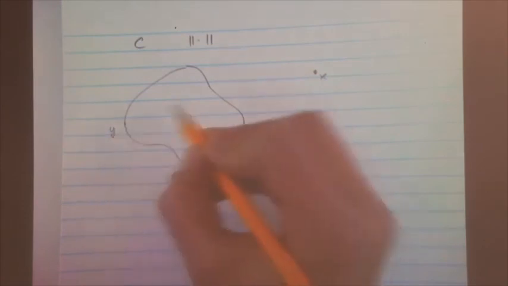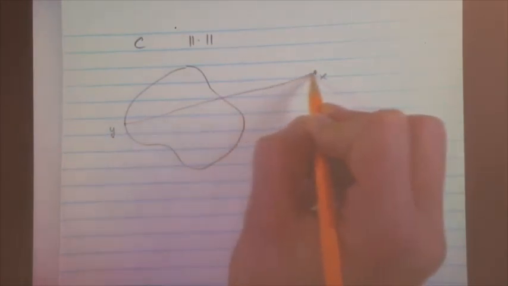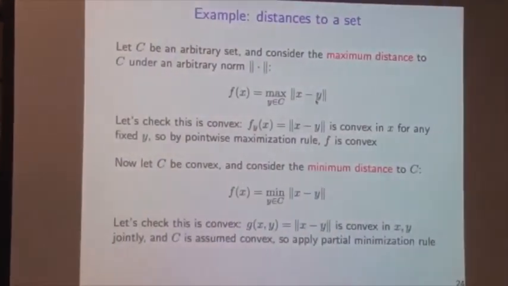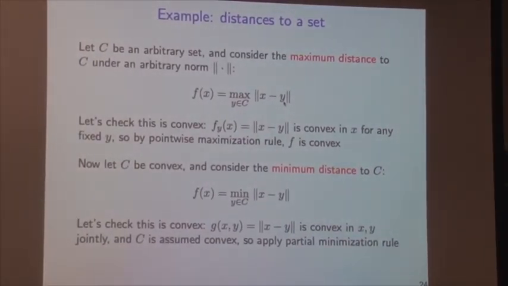And I have a point that I write as x. And I want to look at the maximum distance between x and the set C with respect to the norm. So if this was the Euclidean norm, I'd be looking for, I don't know, probably something like this point, right? I'm looking for this distance, actually, the distance between x and y. The maximum distance between x and the set. So that function is always convex, whether the set is convex or not. That comes from the pointwise maximization rule, right? Because this is a convex function of x minus y, no matter what y is.